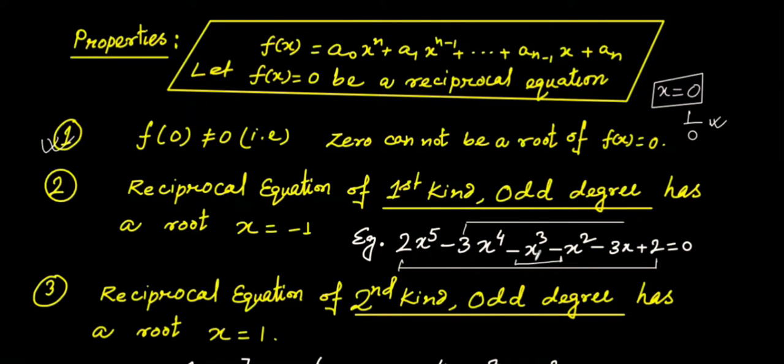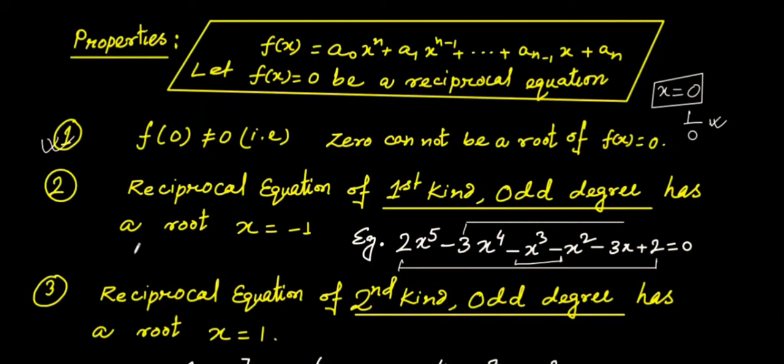This is a reciprocal equation of first kind. And see, the highest power of x is 5, that is an odd number. So this is an odd degree equation. And if we put x equals negative 1, what will we get?